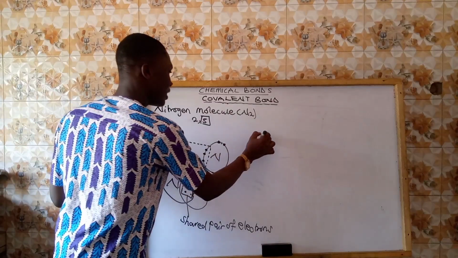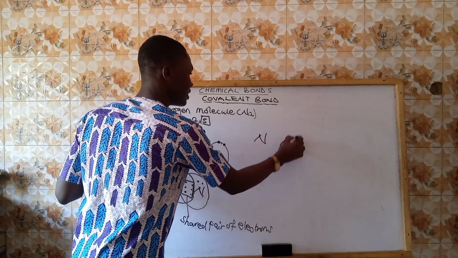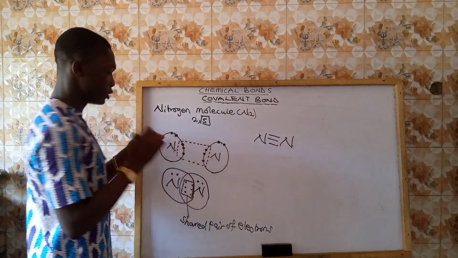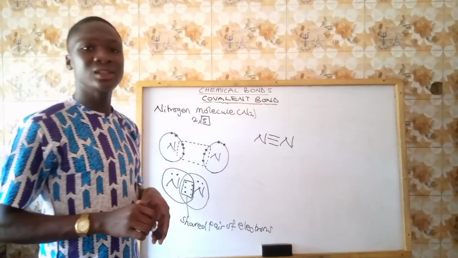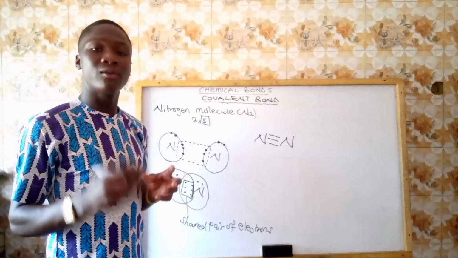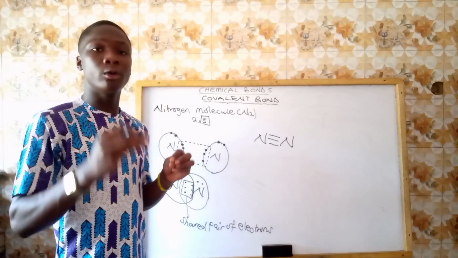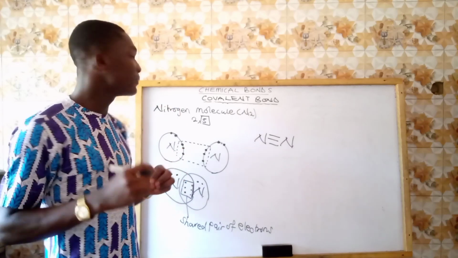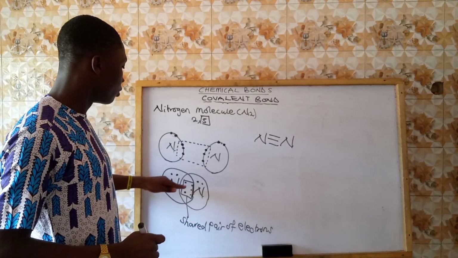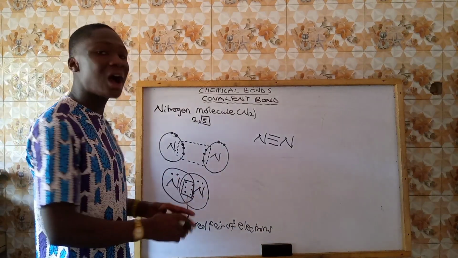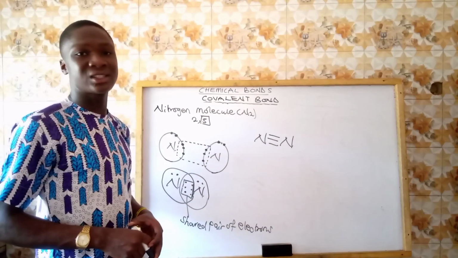So we get N and then N here, which has a triple covalent bond. It means that the nitrogen molecule forms a triple covalent bond for it to become stable. So N will form a triple covalent bond to become stable. Now they all have 8 electrons in their last shell.